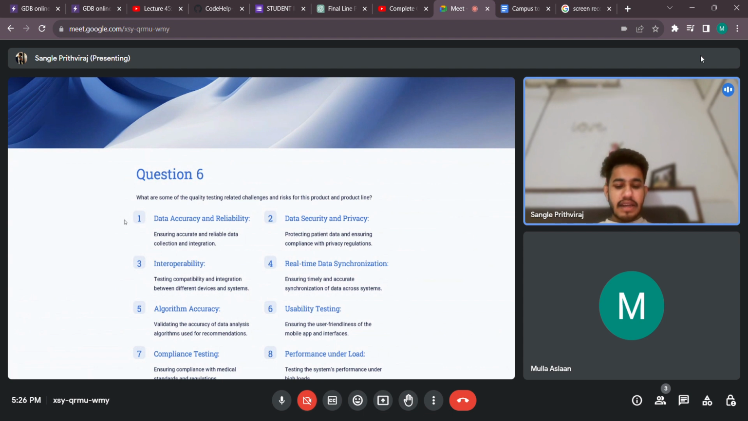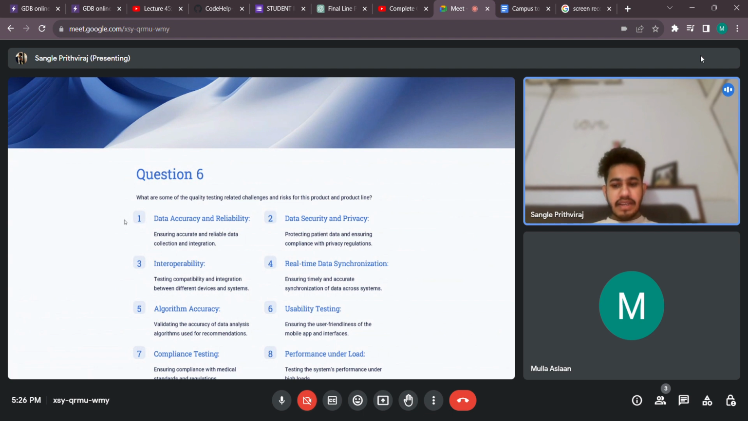Third, interoperability. Healthcare involves various devices and systems, much like different departments in a hospital. Ensuring compatibility and integration between these devices is a considerable challenge. We must guarantee that the data flows seamlessly between them for comprehensive healthcare management.